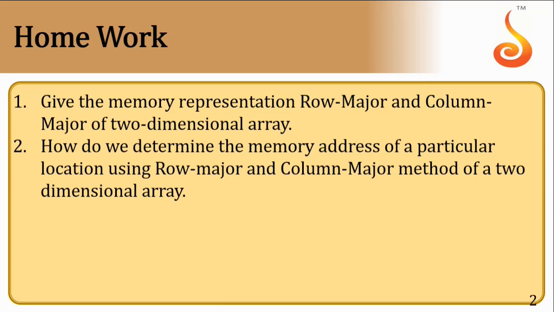Give the memory representation, that is row major and column major, of a 2-dimensional array, wherein you need to write a diagram which will show how exactly the elements are stored row wise as well as column wise. And then the next question is, how do we determine the memory address of a particular location using row major and column major method of a two-dimensional array? Please note down these questions.